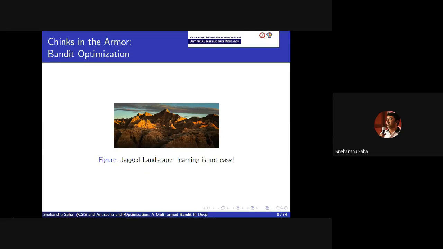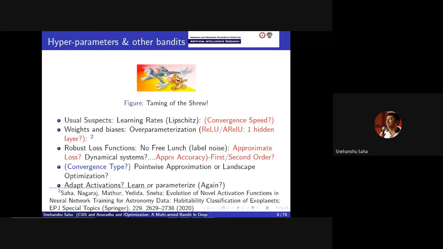All right. So optimization is a hard problem, a really hard problem, and there are several aspects. One is the learning rate. The other is overparameterization, and so on. Which loss function are you going to choose? Is it really robust, and so on? By landscape optimization, I'm referring to the trust region policy kind of methods.